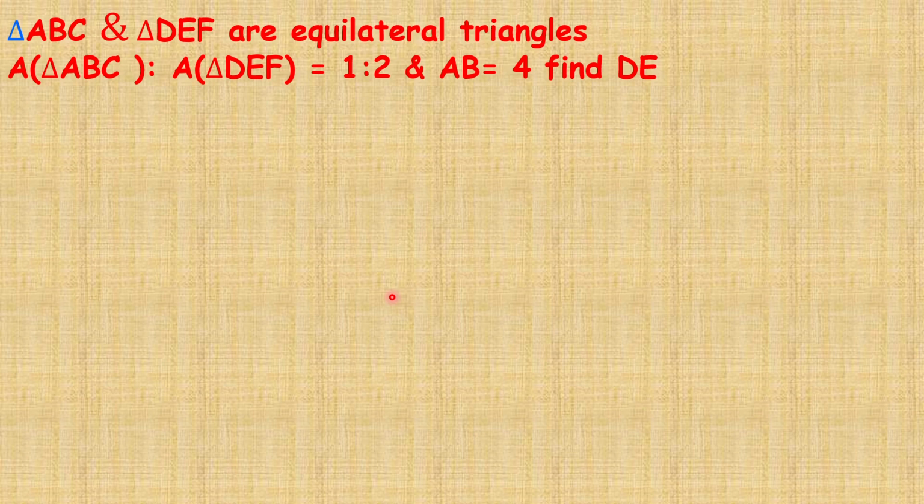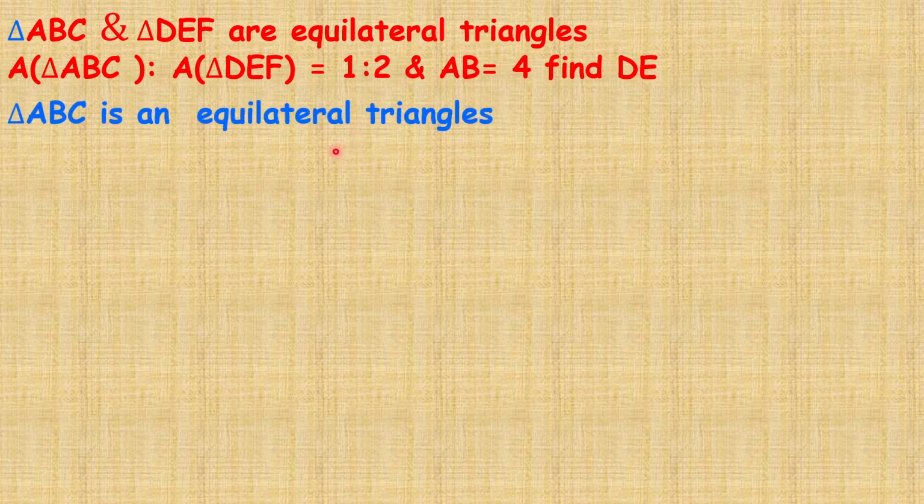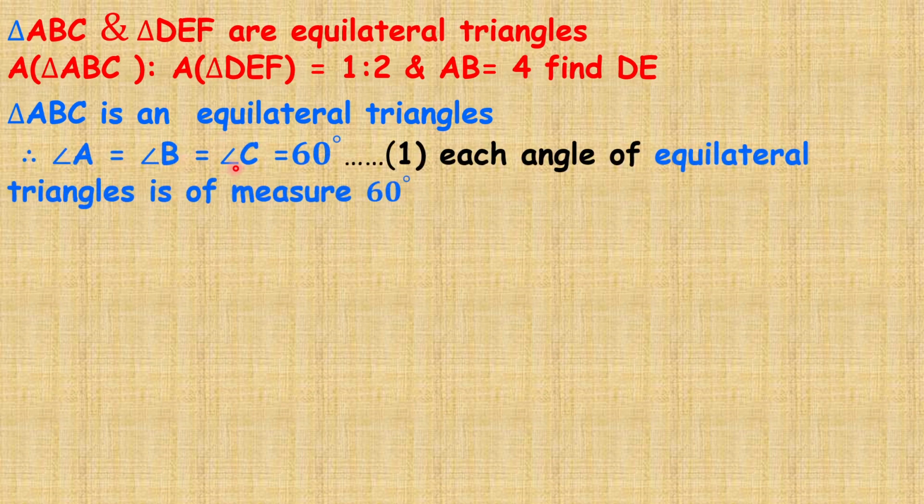Next example. The triangle ABC and triangle DEF are equilateral triangles, and the ratio of these two equilateral triangles is given 1:2. If AB is equal to 4, then find DE. That means DE is the corresponding side of AB. First, triangle ABC is an equilateral triangle, given. What are the properties of an equilateral triangle? All its sides are equal and each angle is 60 degree. Therefore, angle A is equal to angle B is equal to angle C is equal to 60 degree.